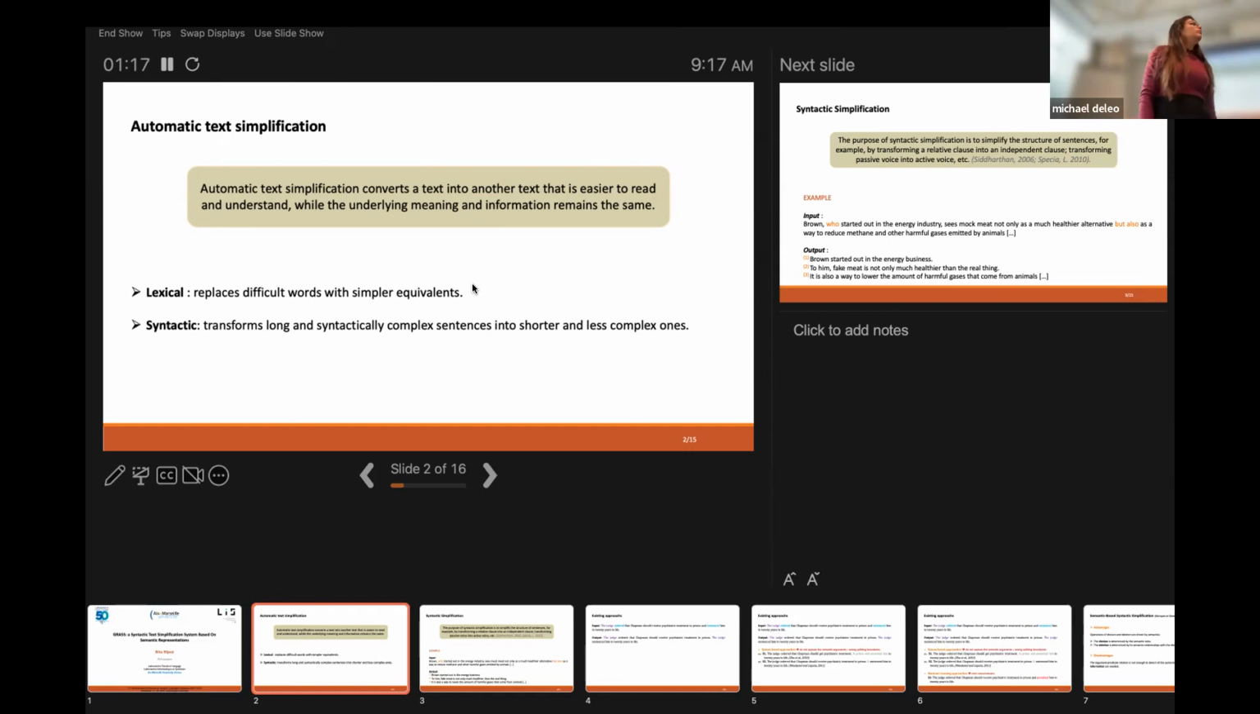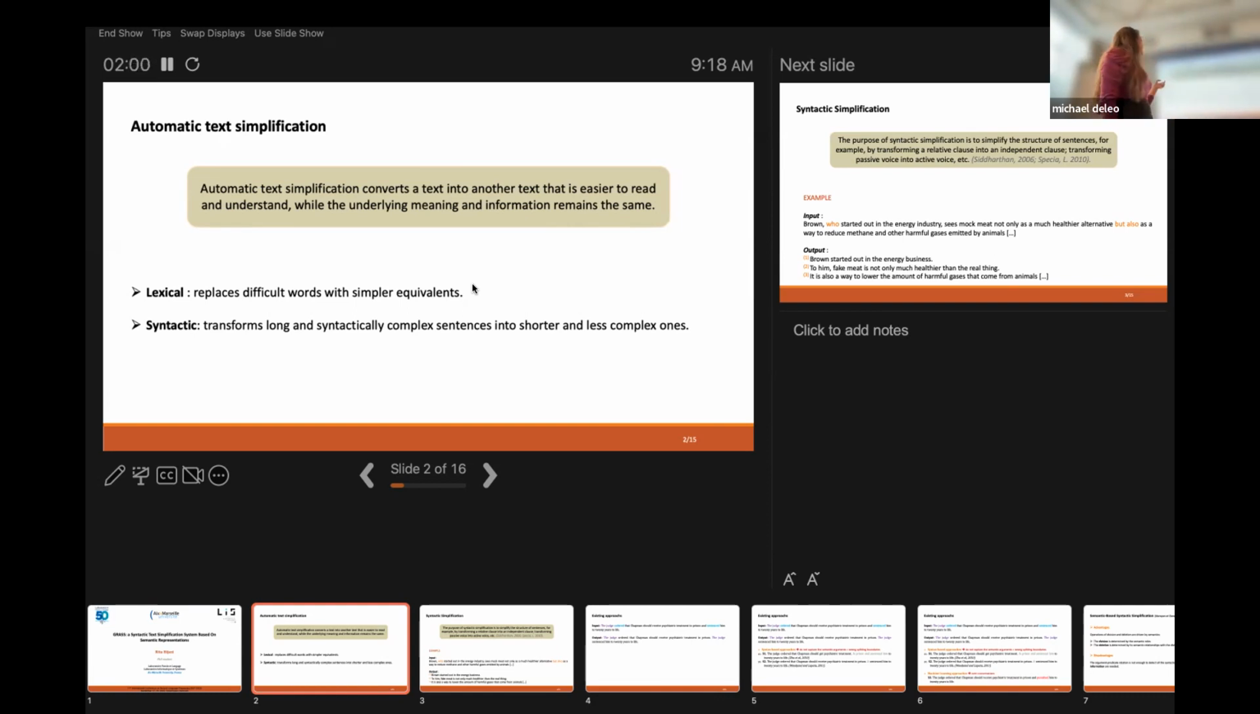The task was used as a pre-treatment task for NLP tasks like text summarization or text translation, and it can be used for reading aids, for example, for second language learners, or for people who have some difficulties like dyslexia or aphasia. So it has been used in NLP tasks or as a reading aid.